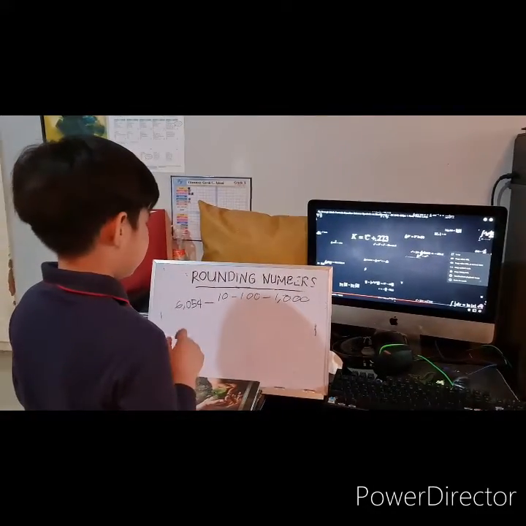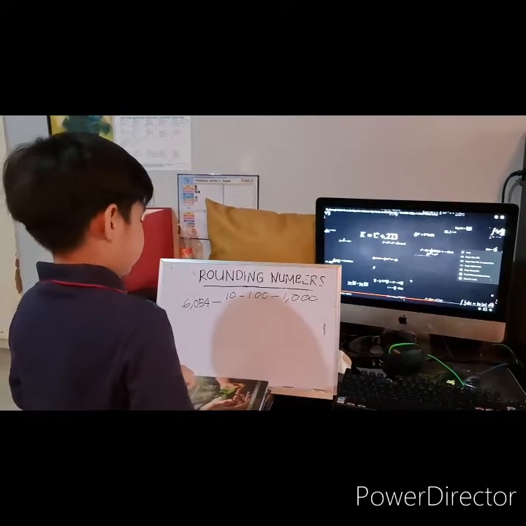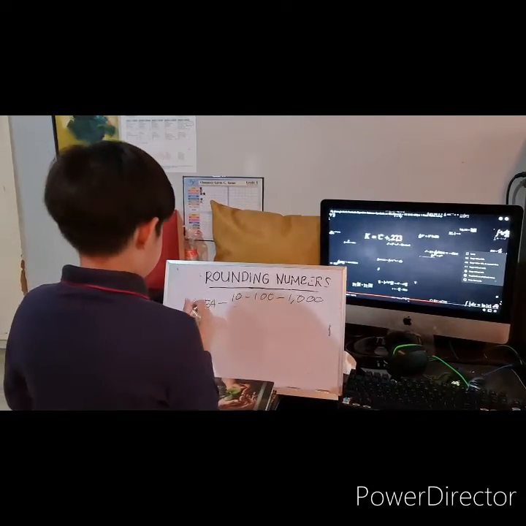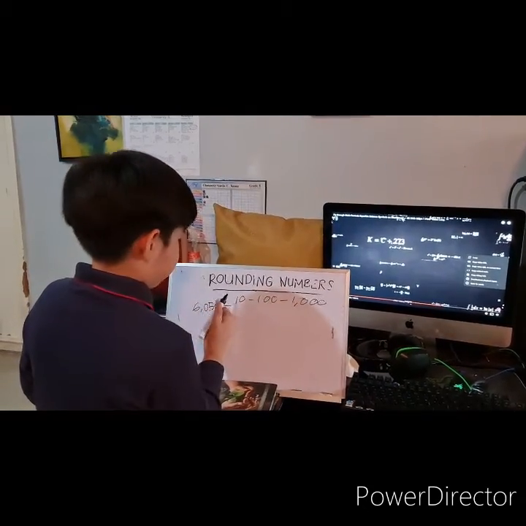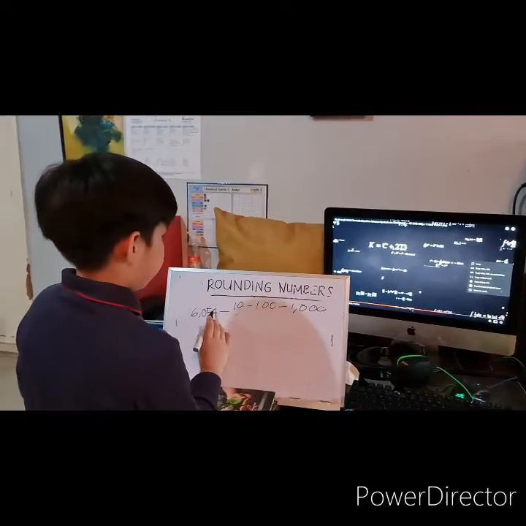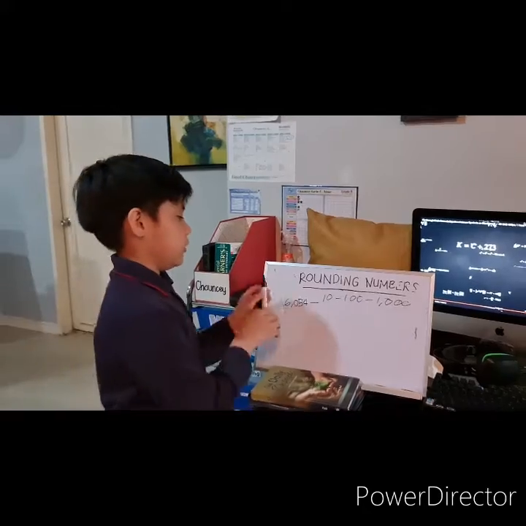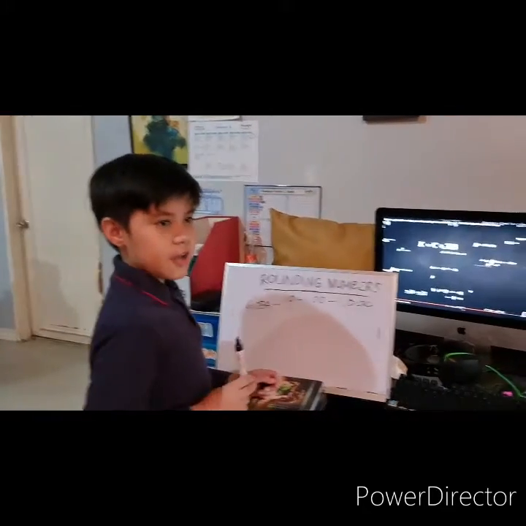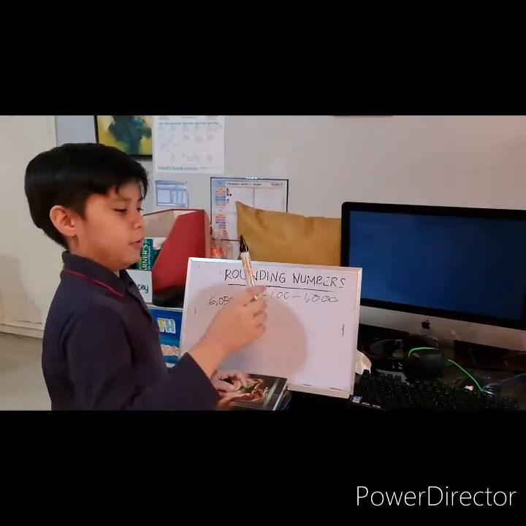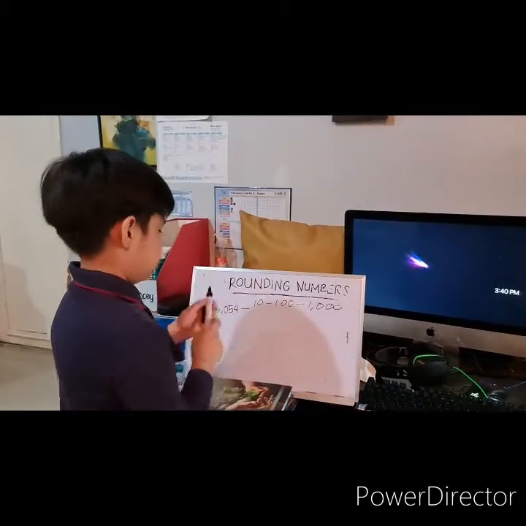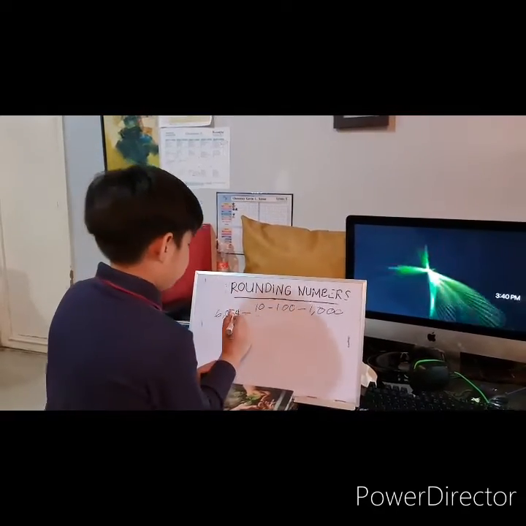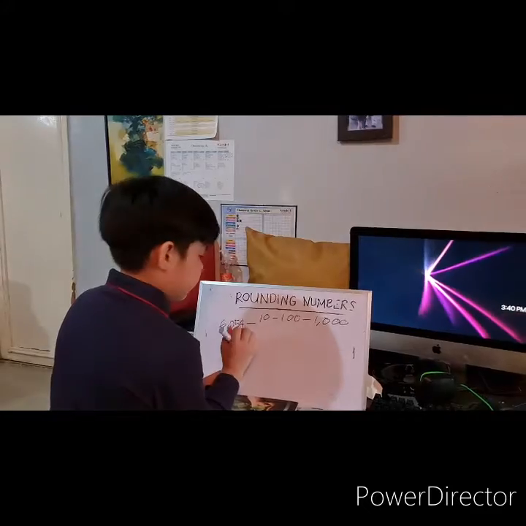So to do this, we will first be doing this. Okay, 6,054. We need to round it to the nearest 10. Now, as we discussed in the rules before, if it is above 5, then you round it up. If it is below 5, you round it down. So the number we will be underlining to work on is 4 right now.